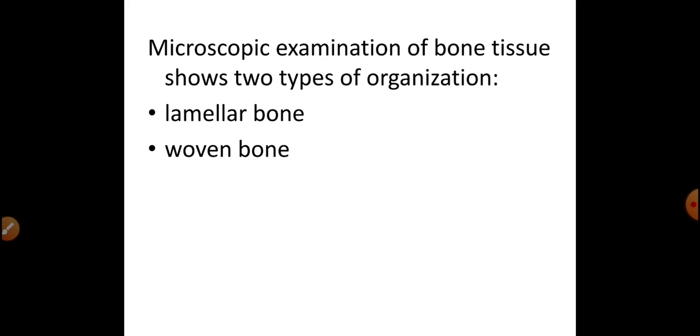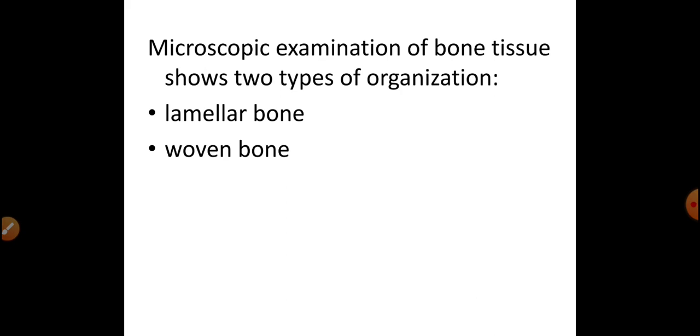Now, the main structure of the lamellar bone is called the osteon or the Haversian system, and this system is made of concentric lamella around a central channel or a central canal. Each one of the lamella is about 3 to 7 micrometers in thickness, and they are arranged parallel to each other and parallel also to the central canal. We're going to explain that in the picture in a minute.